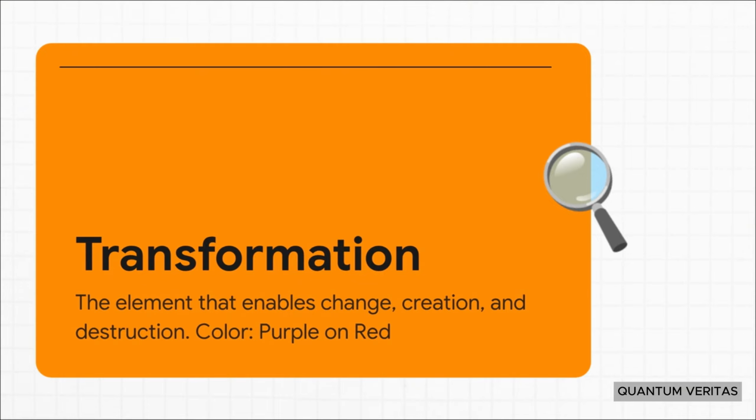And the 5th and final element is transformation. So if the systemic component is all about stable structure, transformation is all about dynamic change. It's the engine that lets things grow, evolve, adapt, or even be created and destroyed. It's the principle of constant flux, represented by a powerful purple on red spectrum.